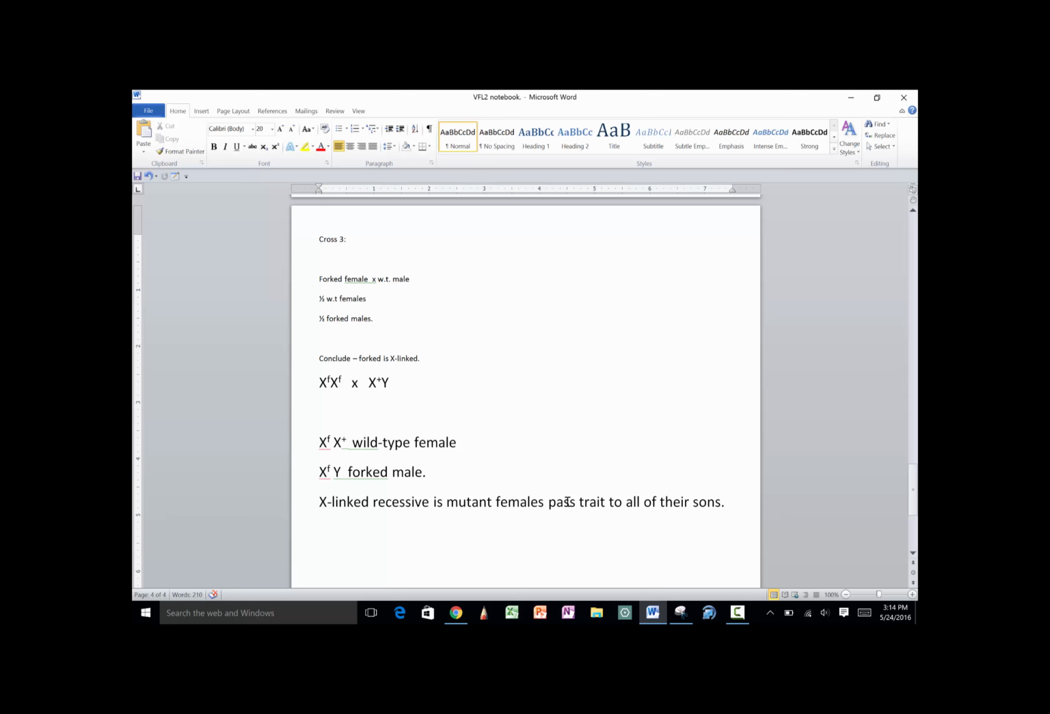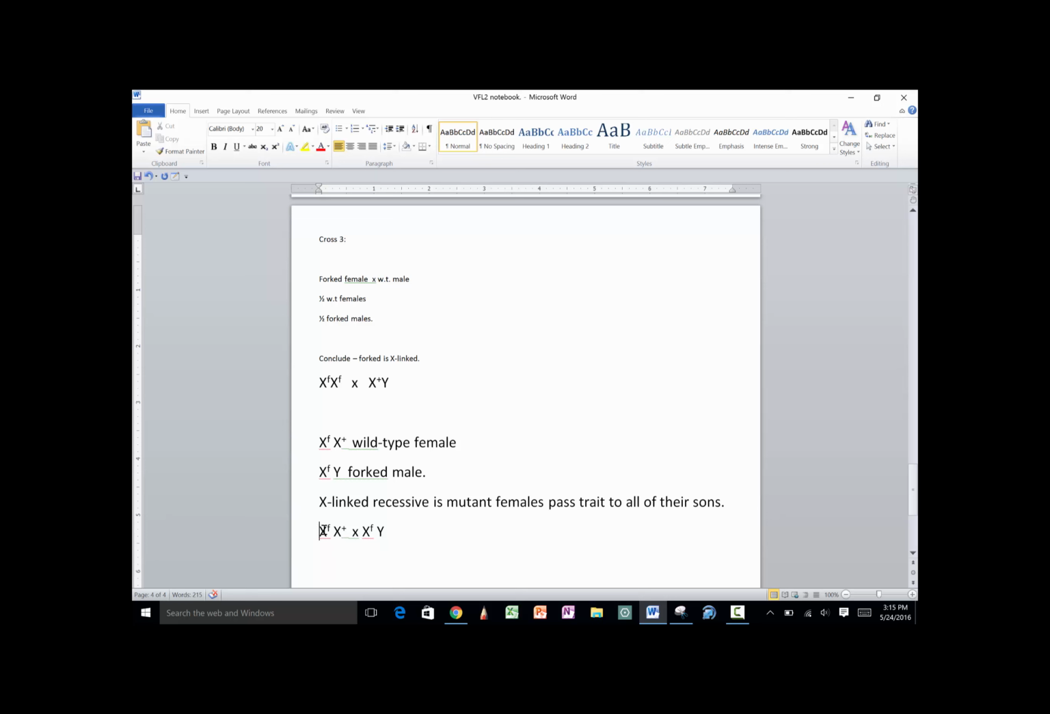The other thing that's characteristic of X-linked recessive is that if you do the cross the other way, you get a different result. So we'll do that in a minute. So now we can take these females, and I want to take those females and cross them to their brothers. What do we expect?